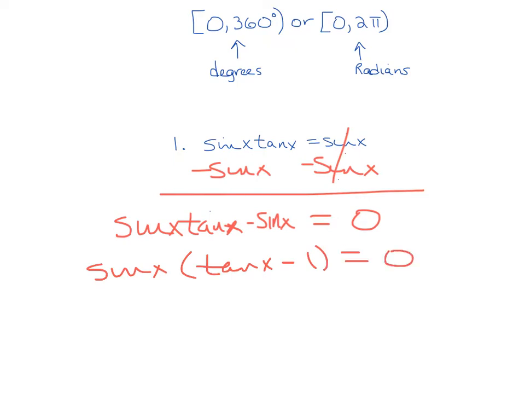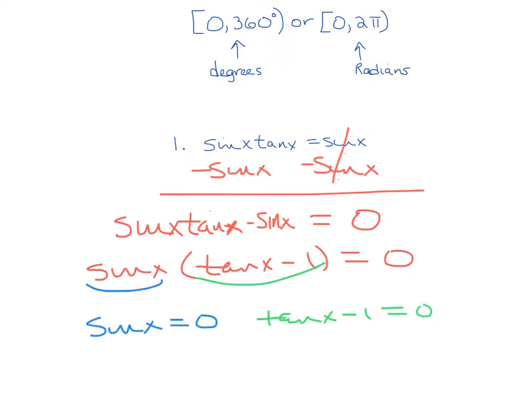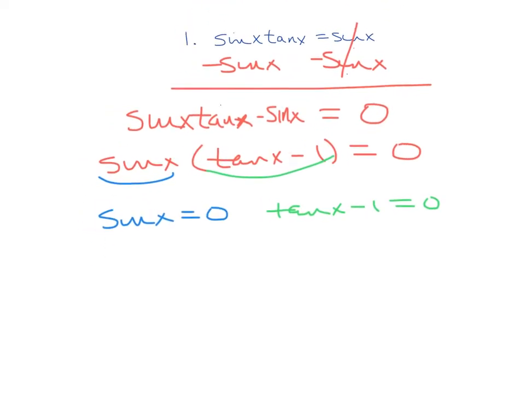Now that it's factored, I set each one of my factors equal to 0. I'll first set this one equal to 0, so sine x equals 0. Then I'll set the tan x minus 1 equal to 0. I need to solve. So the first one's already done for me. The second one, I just need to move the 1 over, and now I have tangent of x equals 1.